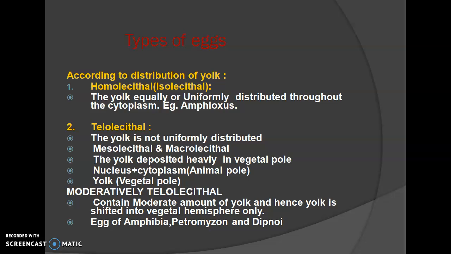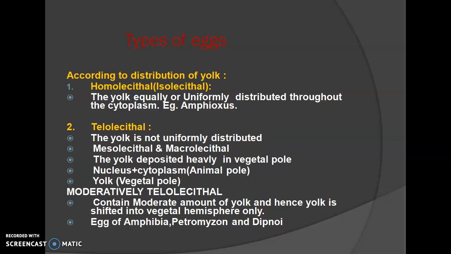What are they? The first one is called homolecithal or isolecithal type of egg. As the name indicates, homo means same, or iso means same. Generally, the yolks are distributed uniformly throughout the cytoplasm. This type of egg is generally seen in Amphioxus. Amphioxus is one of the primitive organisms. So Amphioxus generally has a uniformly distributed yolk within the cytoplasm.